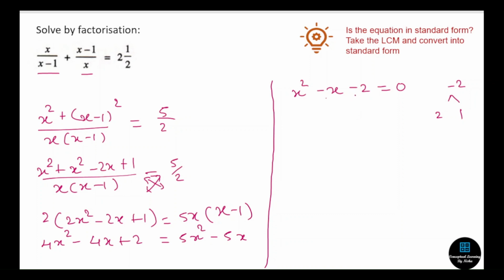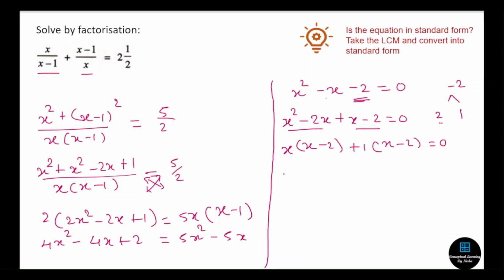Remember the tip which I have given. If this is negative, then you have to subtract the factors which you are getting. Okay. So this is what I'll get. x square minus 2x plus x minus 2 equals 0. Now it is simple. Factorize this. So x into x minus 2 plus 1 into x minus 2 equals 0. So we'll get x minus 2 times x plus 1 equals 0.